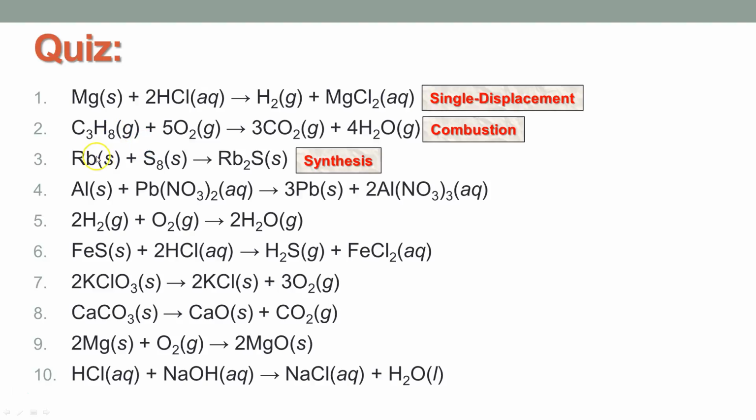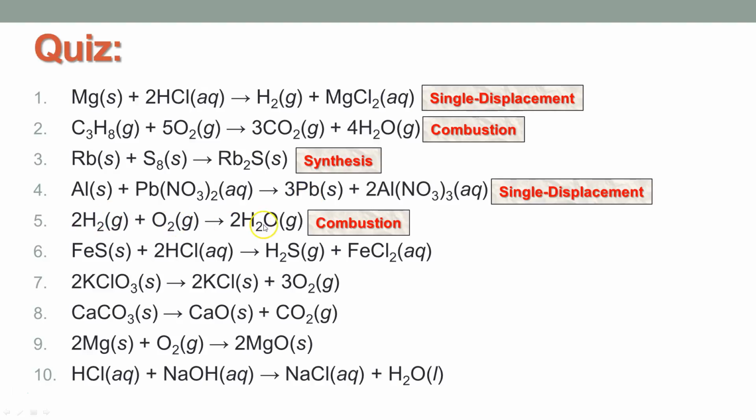Next one, rubidium plus sulfur is going to make rubidium sulfide. That's a synthesis reaction. So I start with two things that are simple and I'm going to end with something much more complex. Next up, aluminum plus lead nitrate is going to make lead plus aluminum nitrate. This one right here is going to be a single displacement reaction because once again the aluminum is kicking out the lead and they're going to leave with different partners. Lead came in with a partner and it's going to leave by itself.